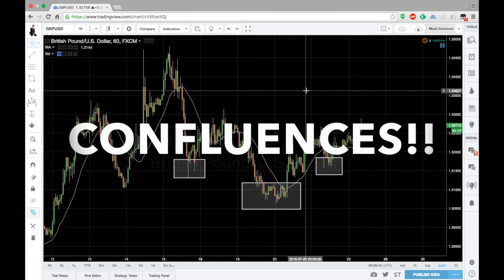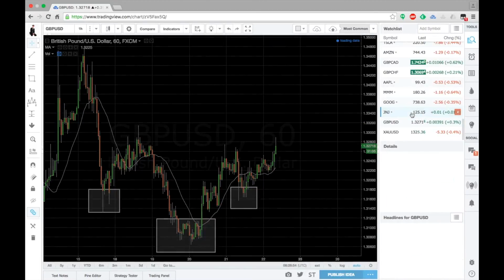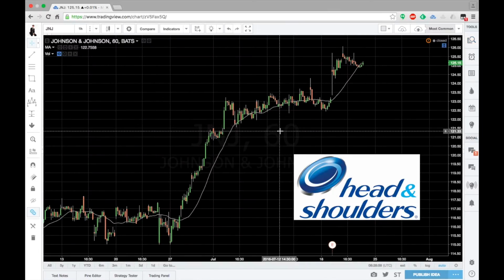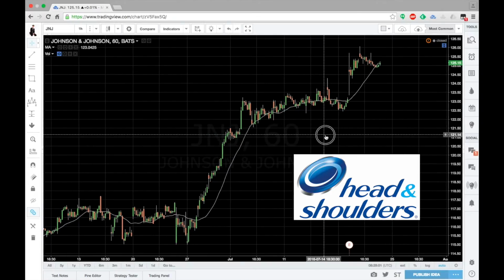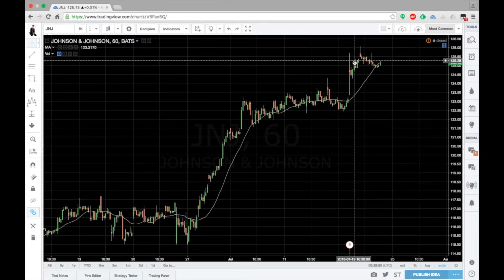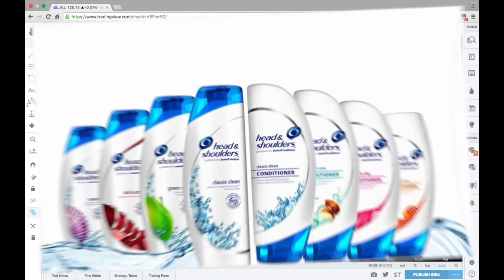If there are so many head and shoulders patterns forming in the market, the one confluence that you should look out for is, instead of pound dollar, look into Johnson and Johnson, because this is a company that produces head and shoulder, and what you realize is that the confluence over here is the price actually rallied because of all this head and shoulders forming in pound dollar. So, simple solution, invest in the company that produces head and shoulder.